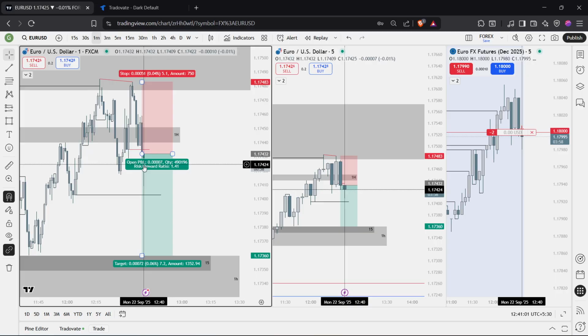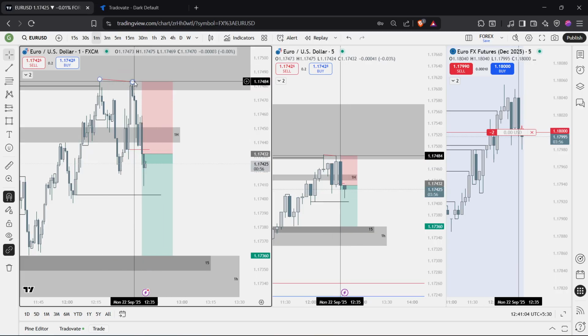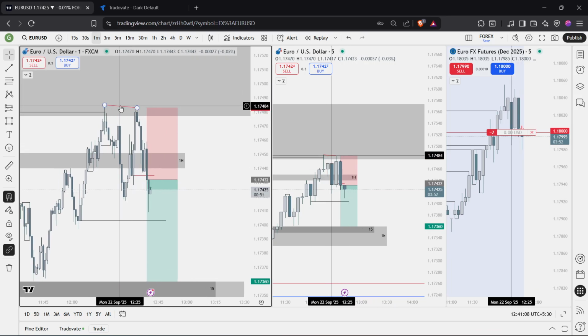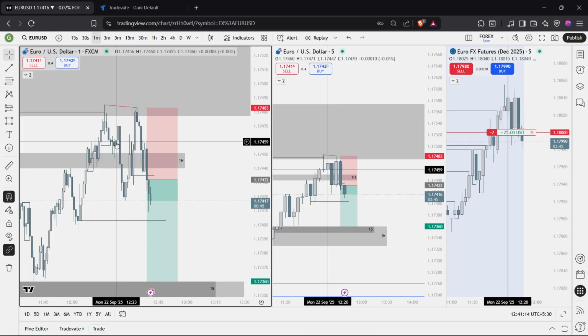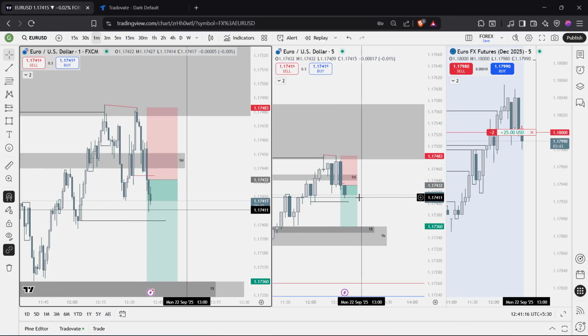Now, two things can happen. Either it can go and initially stop me out. The reason it would stop me out is because of the initial manipulation. It has not done that. I have taken this trade just based on SMT. I have not taken the trade in my forex account. I have just taken the trade in my futures account.